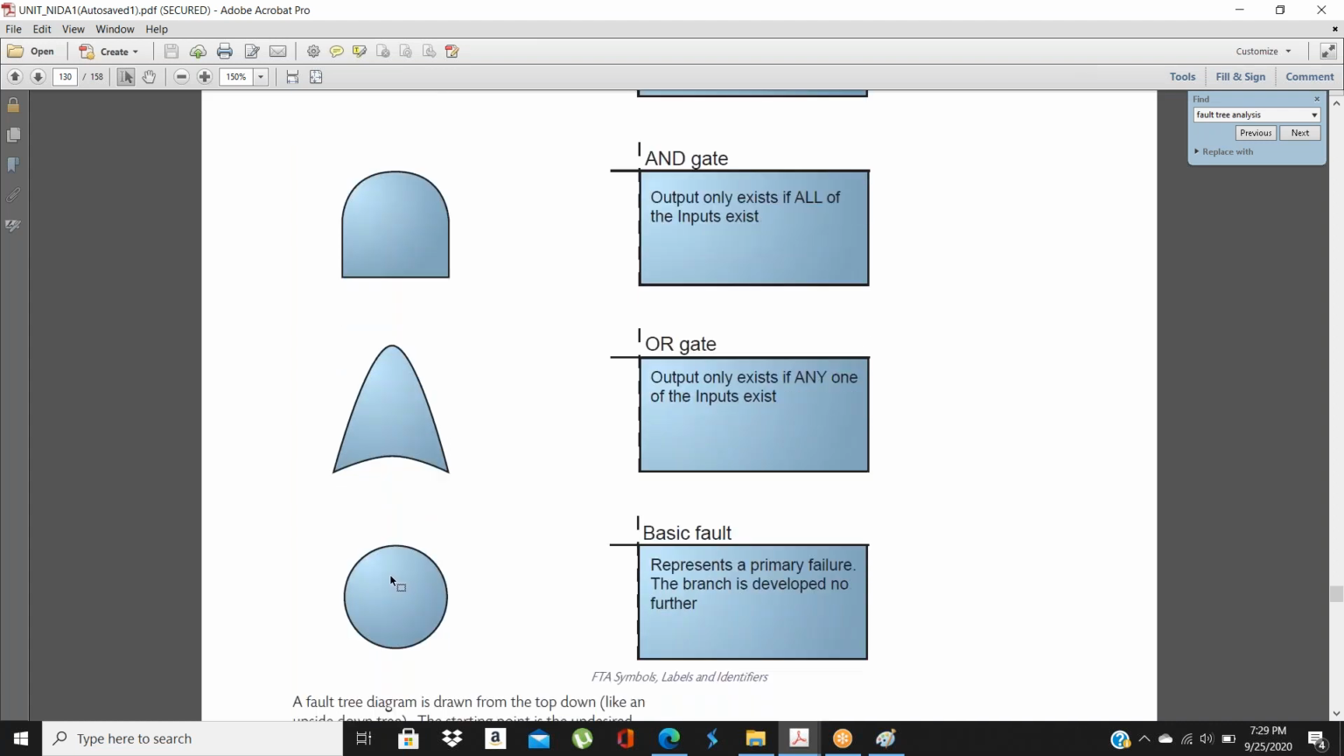A basic event will have a probability of 1 every time, and a basic event should not be extended further. This will be the final basic event.